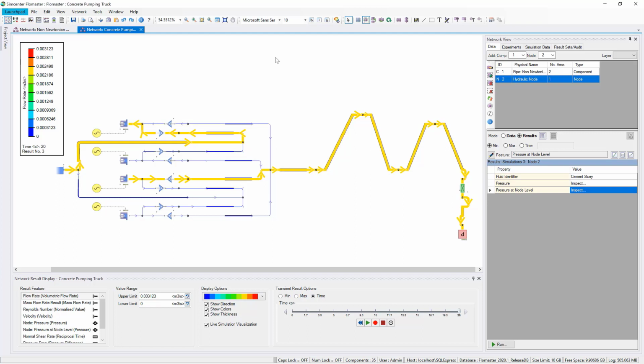To sum up, we have shown the new non-Newtonian physics in SimCenter Flowmaster, and how it can be used to capture complex fluid phenomena that materials such as concrete slurry or applesauce exhibit.